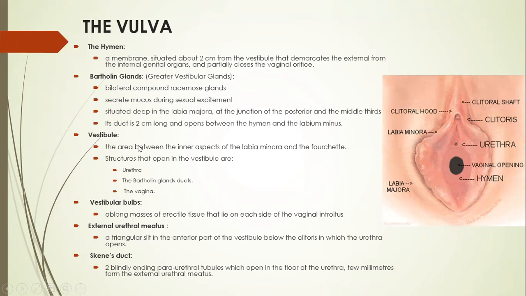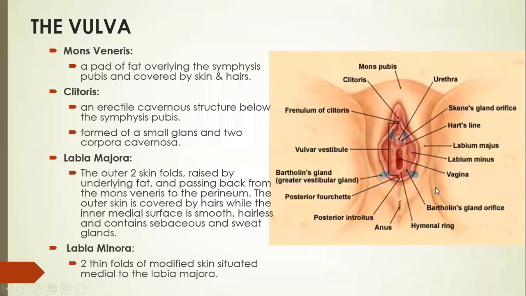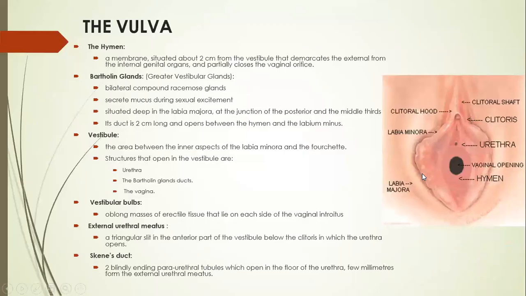Then we have the vestibule, the area between the inner aspect of the labia minora. The structures that open into the vestibule are the urethra, the vagina, and the Bartholin glands, which you have seen here. Then we have the vestibular bulbs, oblong masses of erectile tissue that lie on either side of the vaginal introitus, the vaginal opening.